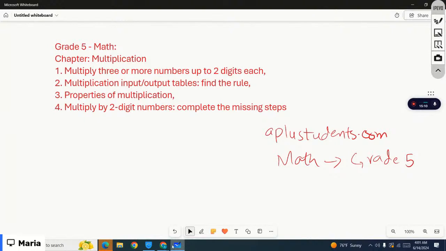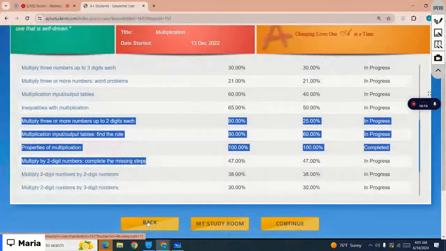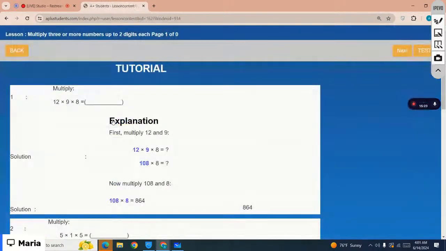So here I'm on grade 5 math. The chapter we are on right now is multiplication. Let's just start with the lesson, that is multiply 3 or more numbers up to 2 digits each. Okay, let's just start with the first example. 12 times 9 times 8.